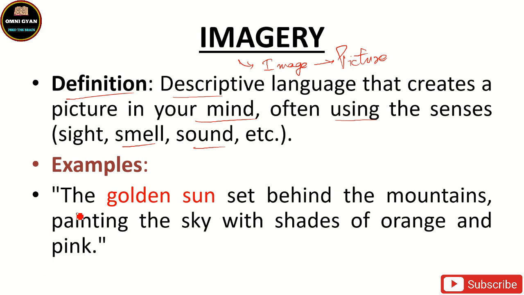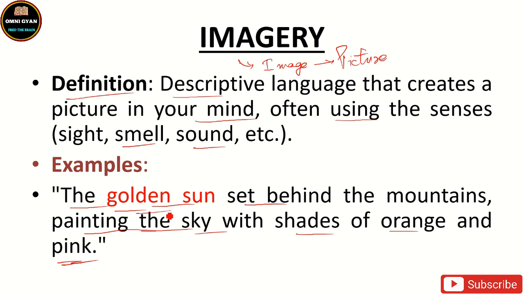So you can see an example here. The golden sun set behind the mountains, painting the sky with shades of orange and pink. Golden sun, immediately you form a picture in your mind, and this golden sun is setting behind the mountains. When the sun is setting behind the mountains, it is evening time, painting the sky with shades of orange and pink.